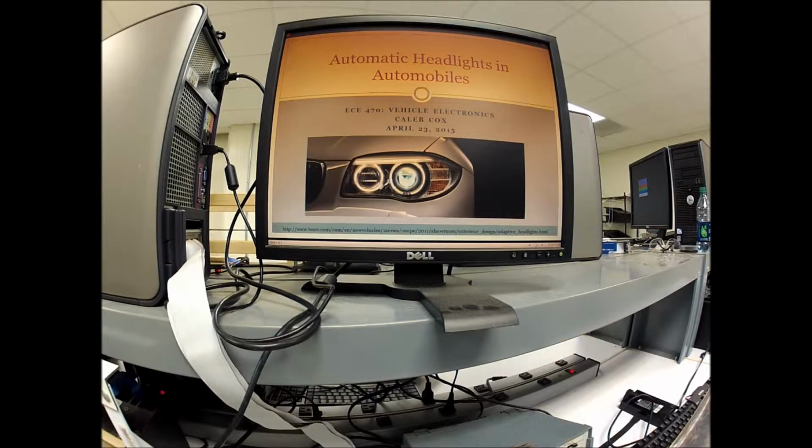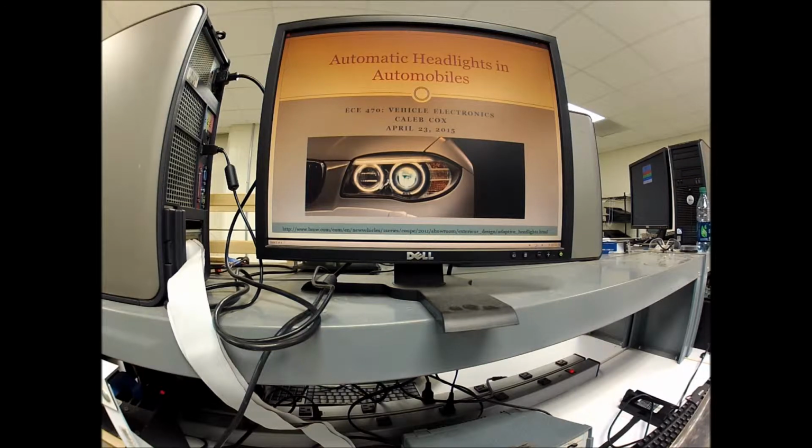I'm going to talk to you a little bit about how automatic headlights operate. An automatically switched headlight system is one that turns on your headlights if the conditions outside require it. Some situations that might require you to switch your headlights on might include rain, snow, or darkness. So how does the car know if it's raining, dark, or snowing outside?